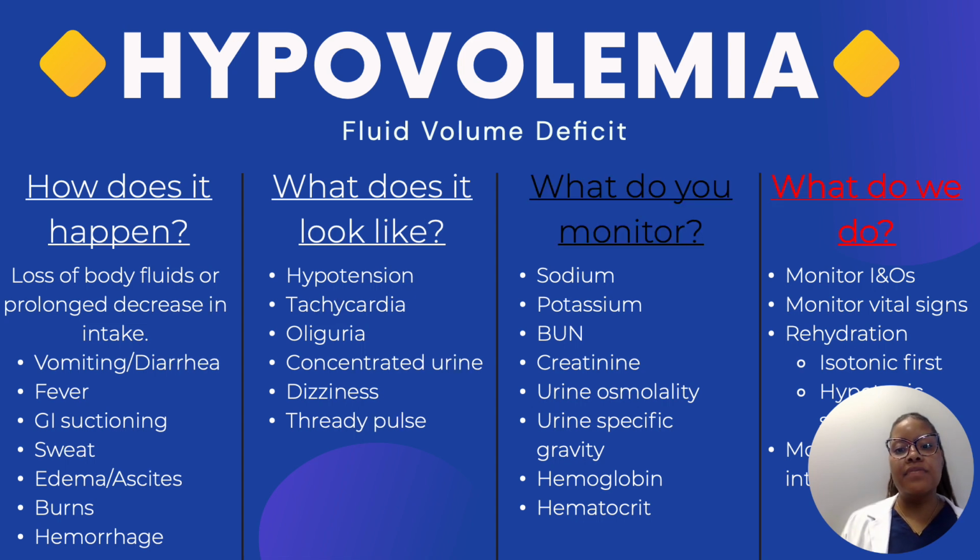So now let's shift our focus to what we as the nurse are going to do if we have a patient experiencing fluid volume deficit. We want to make sure that we are monitoring the patient's I&Os because we want to be able to track the fluid loss, whether it be through urine, emesis, or diarrhea, and then you also want to track the patient's intake. So you will want to do strict I&Os on that patient.